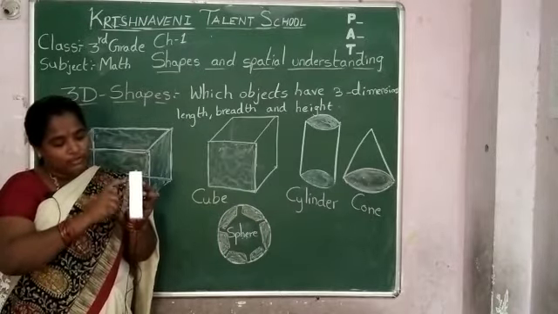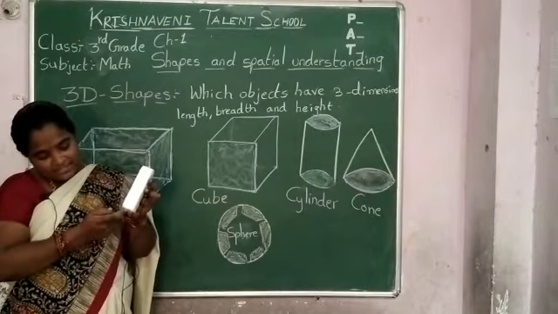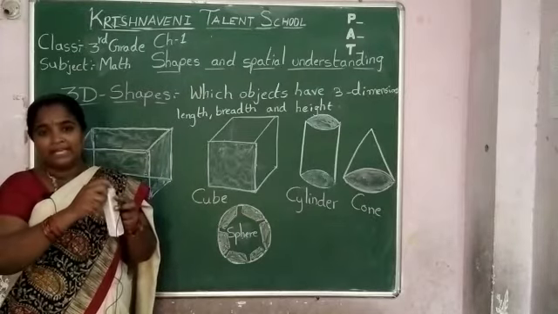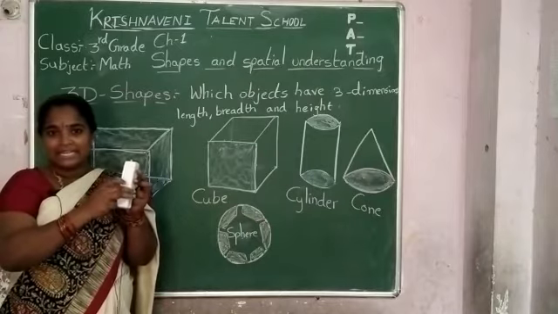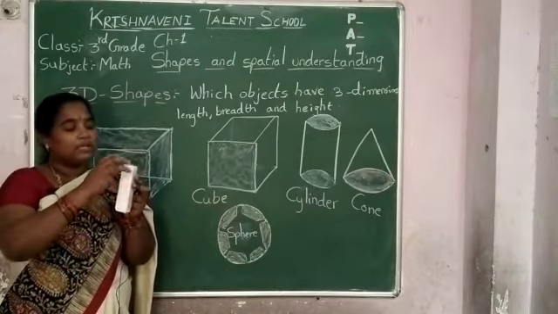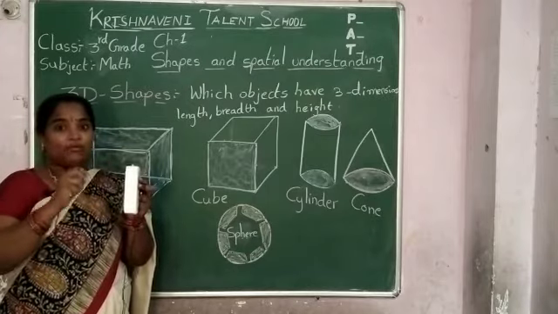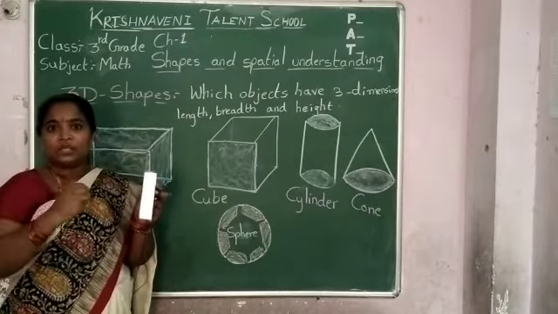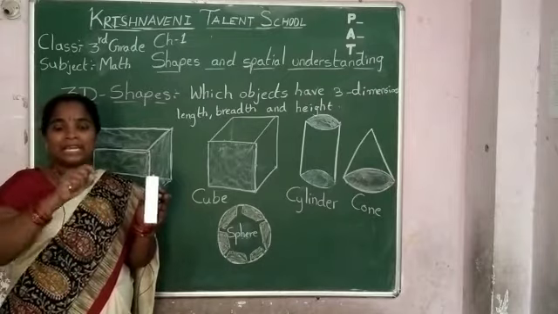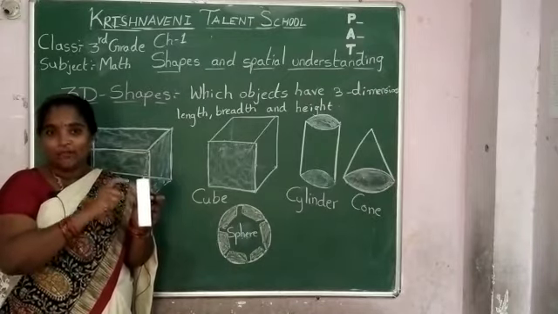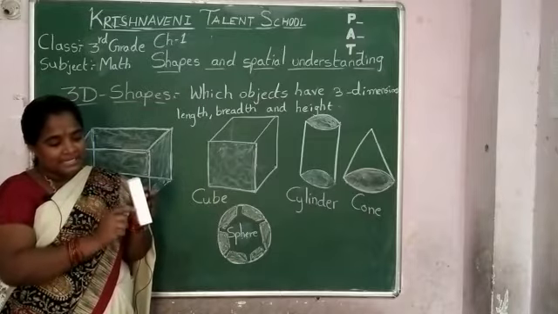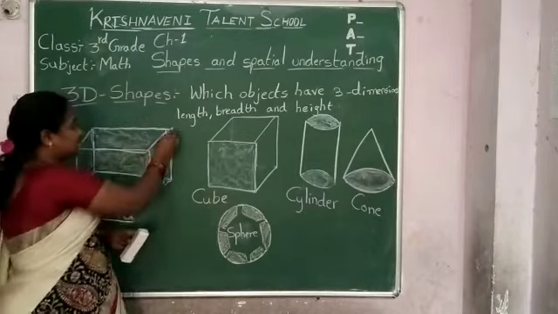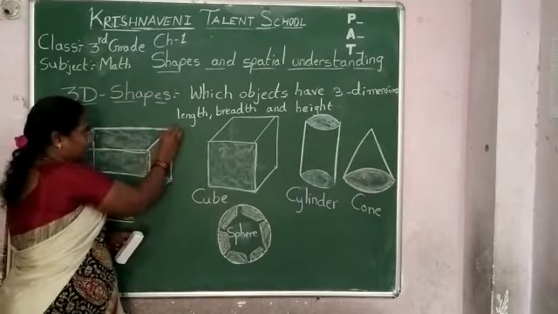1, 2, 3, 4, 5, 6, 7, 8, 9, 10, 11, 12. So there are 12 edges. And how many vertices? Vertex means corner. Two or more line segments that meet at a common endpoint form a vertex. See, this line segment, this line segment and this line segment meet here. So this is called a corner.